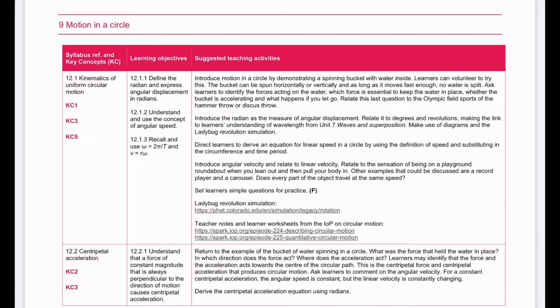Key concept. 12.2 Centripetal acceleration. Learning objectives. 12.2.1 Understand that a force of constant magnitude that is always perpendicular to the direction of motion causes centripetal acceleration.